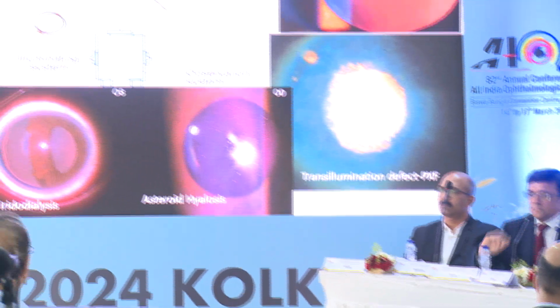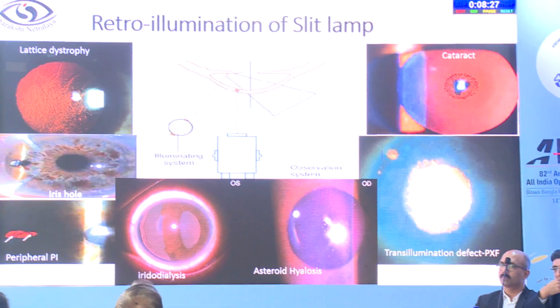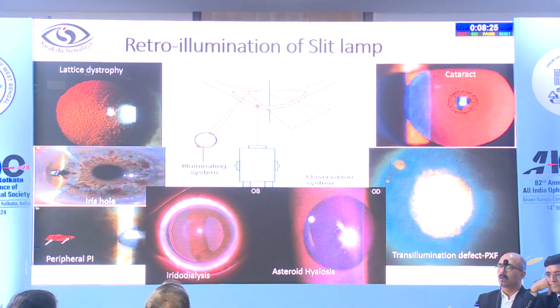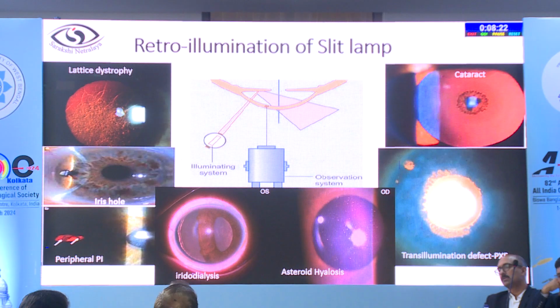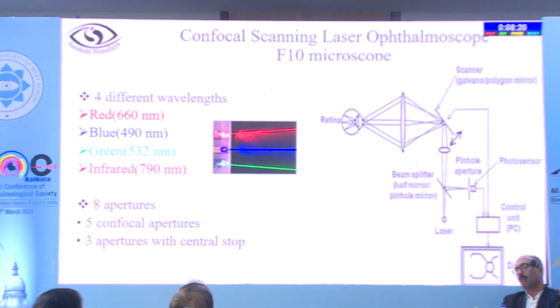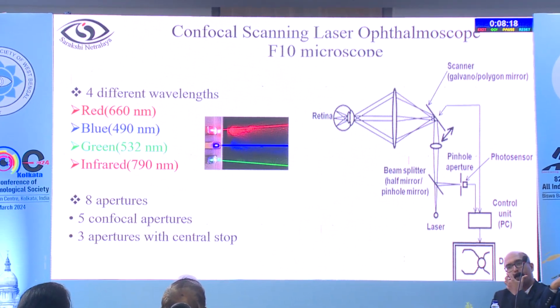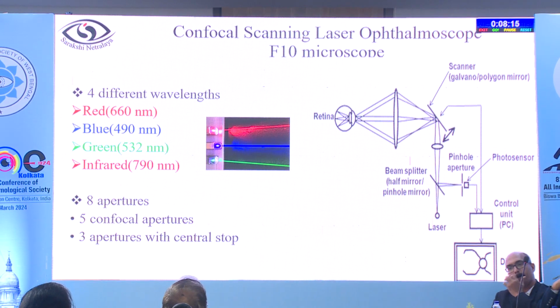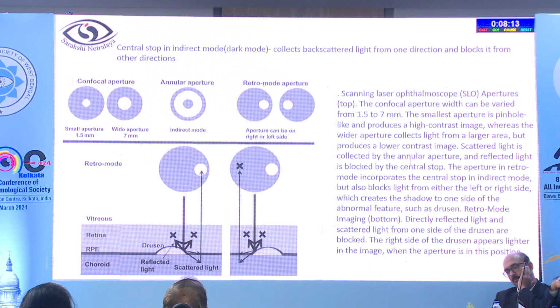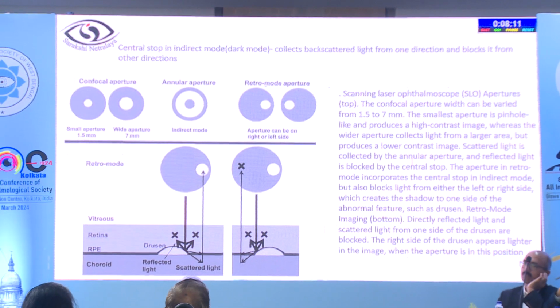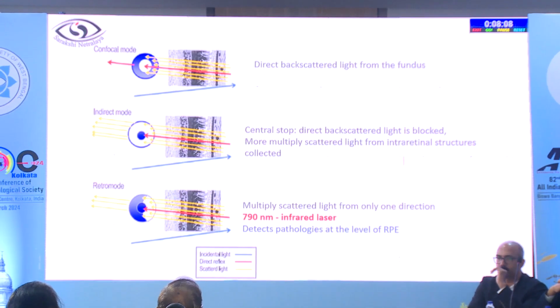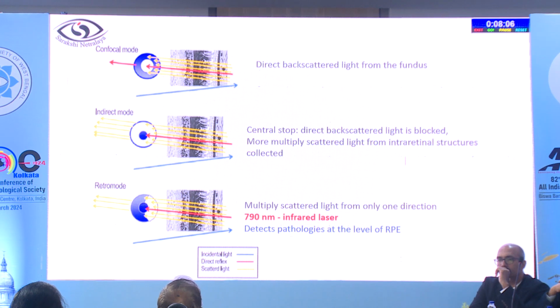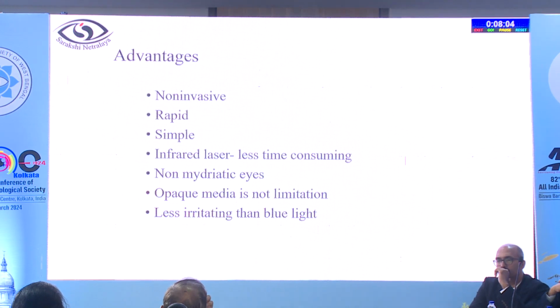that is, chorioretinal diseases. This concept is borrowed from retroillumination of the slit lamp, which specifically sees the cases in front of the iris. It uses 4 lasers and has 8 apertures, that is 5 confocal and 3 apertures. The specificity is that the apertures are laterally deviated, so it always absorbs the light only in one direction. The advantages are that it is non-invasive, uses an infrared laser, and can also be used in non-mydriatic eyes.